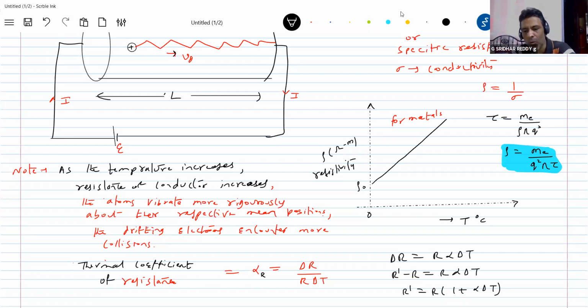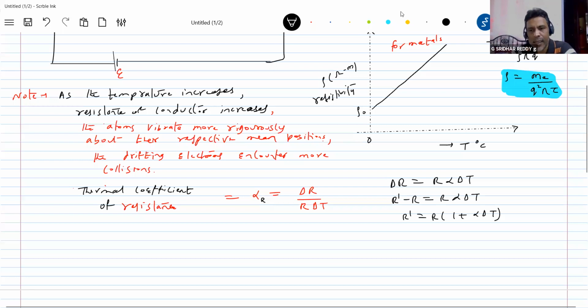This is applicable only when delta T is small, so alpha delta T is small. Practically alpha will also be very small. So when should you apply this formula? What should be the condition for delta T? Delta T should be small, not something very large. If it is very large, then you have to apply the formula alpha equal to dR by R dT.